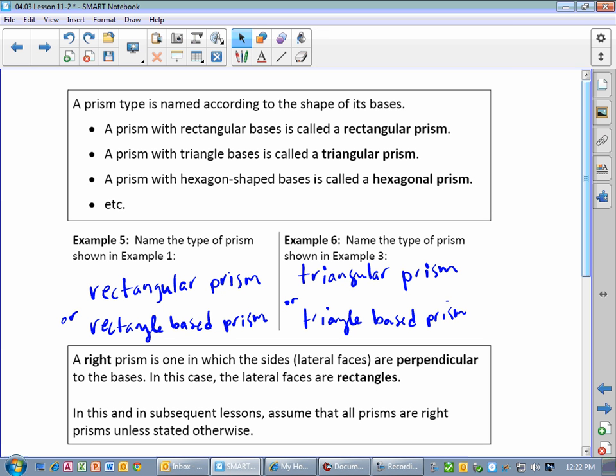So when in doubt, if you're not sure what to call it, figure out the shape of the base, and then you just call it that polygon name-based prism. No confusion to be left there.